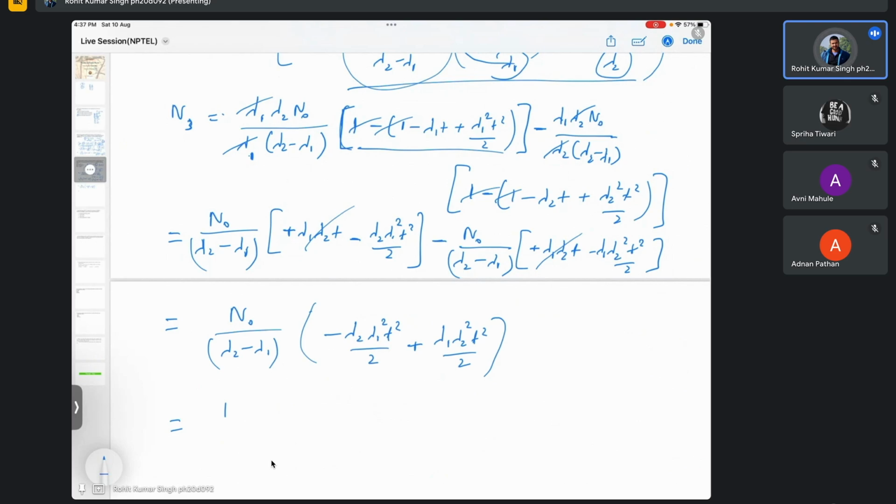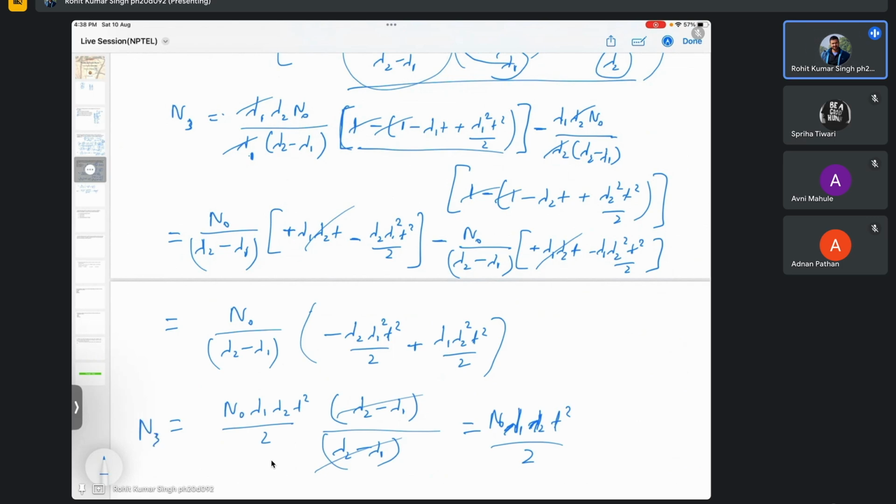And then we can take out lambda 1 lambda 2 t square by 2, right? So that we will get lambda 2 minus lambda 1 in the numerator, and lambda 2 minus lambda 1 in the denominator gets cancelled, and we have lambda 1 lambda 2 n naught t square by 2. So this is n3.